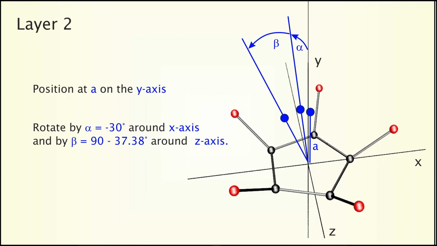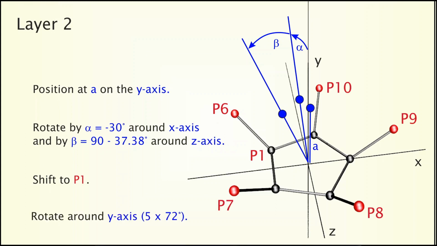This position is now rotated, first around the x-axis by minus 30 degrees away from us, and second around the z-axis by 90 minus 37.38 degrees, referring to the angle between a hexagon and a pentagon. By shifting this rotated position to position 1, we obtain position 6. And position 6 is then rotated 5 times by 72 degrees around the y-axis to result in positions 7 to 10.